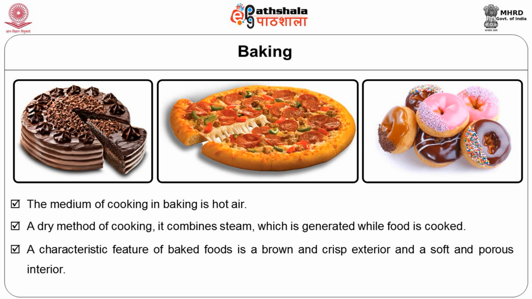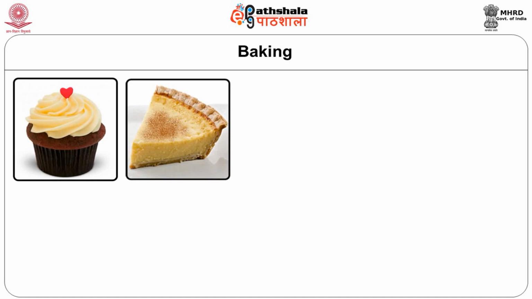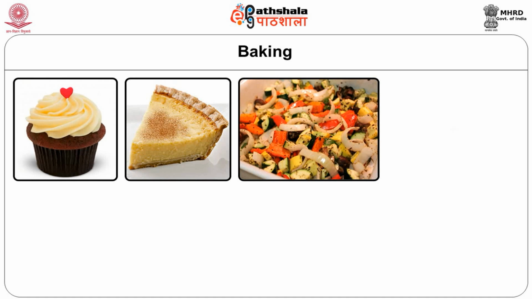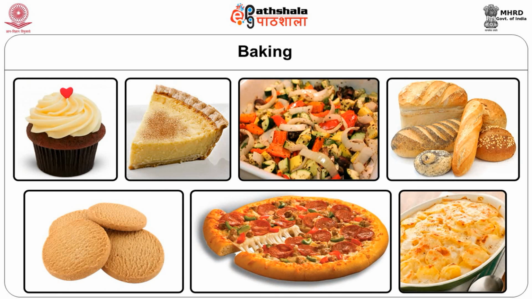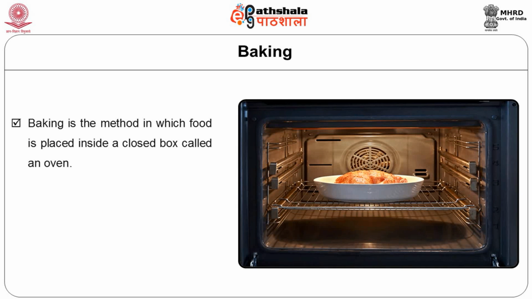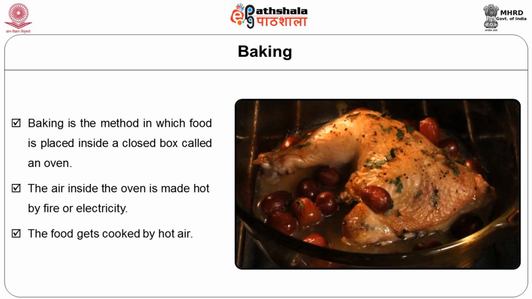Cakes, custards, baked vegetables, breads, biscuits, pizzas and au gratin are all baked foods. Baking is the method in which food is placed inside a closed box called an oven. The air inside the oven is made hot by fire or electricity. The food gets cooked by hot air. What is an oven?